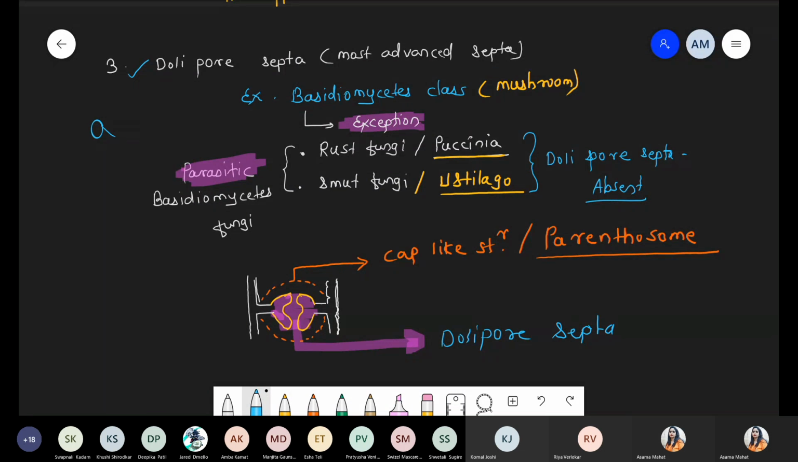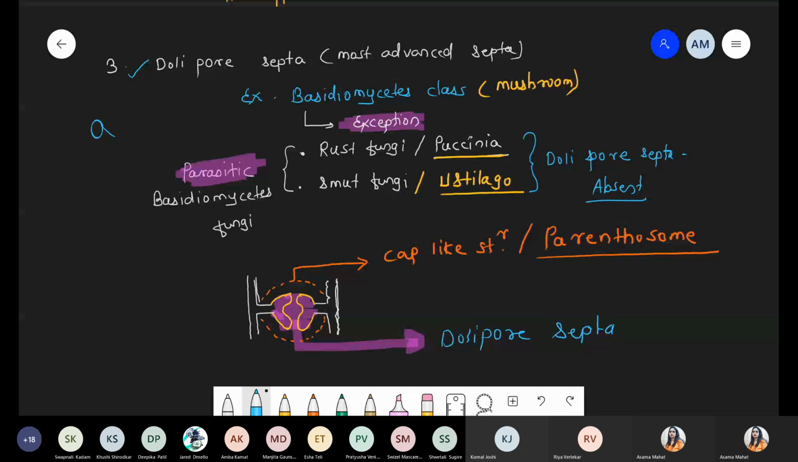Clear this point? Is there any doubt from dolipore septa? Any doubt? Okay, Pratyusha. What about the others? Is there any doubt? Okay, Deepika. Very good.